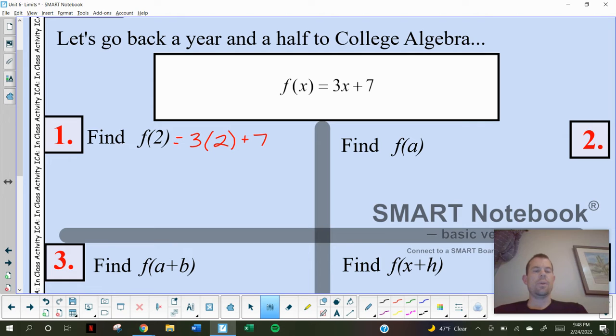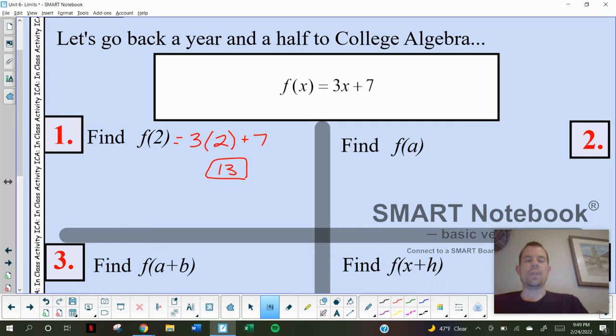Now, one thing I want to focus on here is really the algebra order of operations. This one's kind of nice because it's all numbers. We got 6 plus 7 and an answer of 13. Then the next time around, notice how we have f of a. We're going to do the exact same thing. A is my plug-in, and I'm replacing x with a.